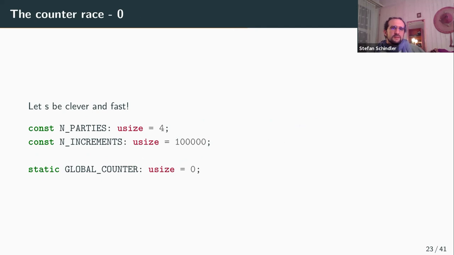So let's do a counter race again. So we have 100K increments that we want to do, four parties, and we want the four parties to increment this global counter. Const is super because the compiler can insert that number into the various places. And static means it's one field in memory and everybody knows where it is and will just write to this field.